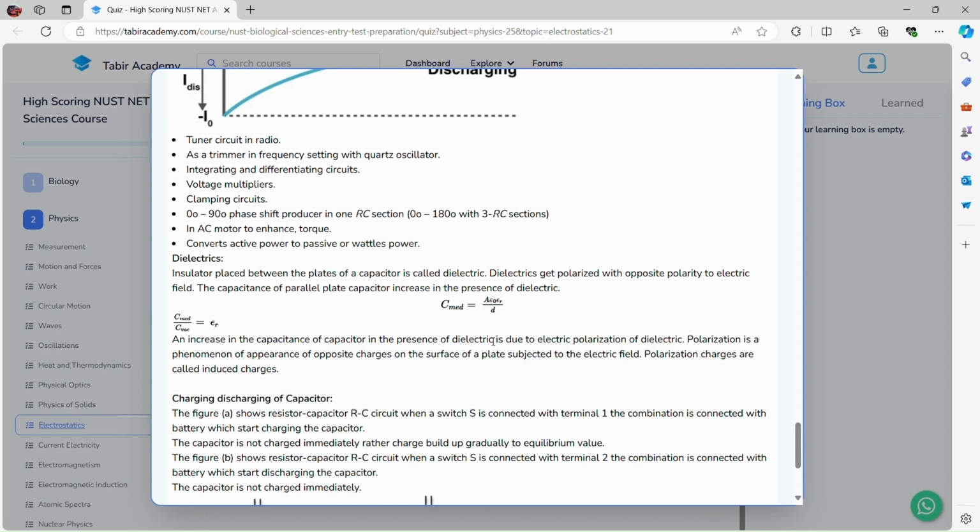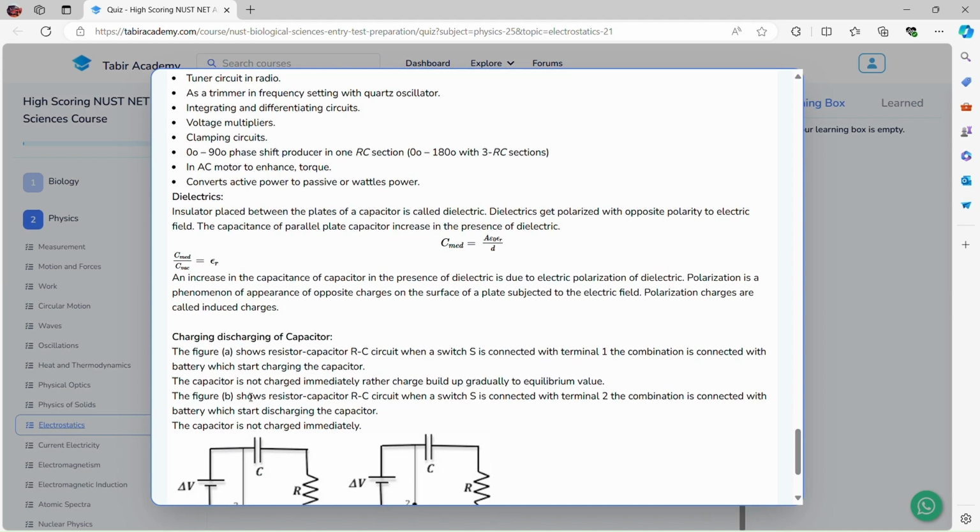An increase in the capacitance of a capacitor in the presence of dielectric is due to electric polarization of the dielectric. Polarization is a phenomenon of appearance of opposite charges on the surface of a plate subject to the electric field. Polarization charges are called induced charges.